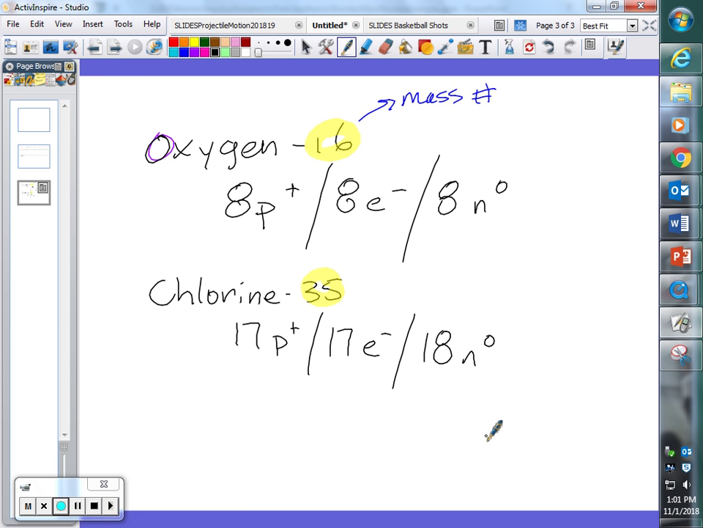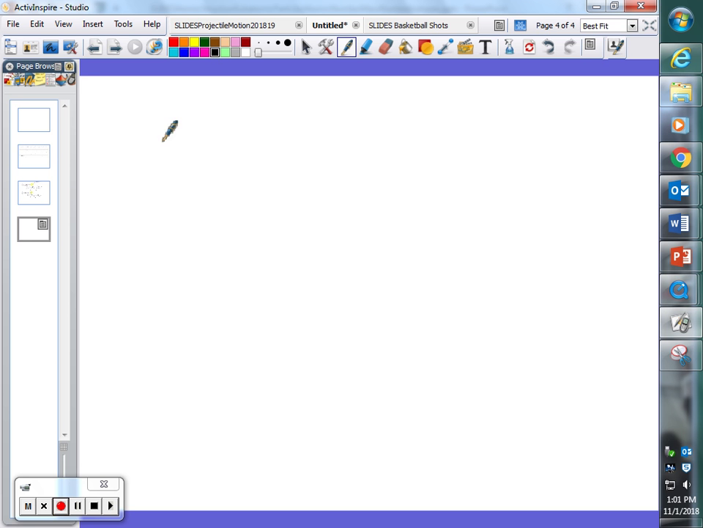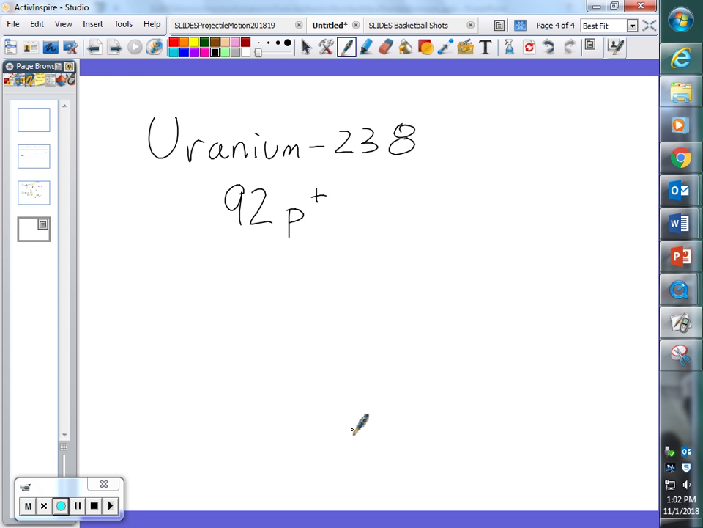All right? For example, the last one that you guys have on your sheet is uranium-238. Okay? So first thing we have to do is find uranium on your periodic table. It's way down at the bottom. What is uranium's atomic number? 92. Uranium's atomic number is 92. That means it has 92 protons. What else does that mean? 92 electrons. Those two have to be the same.